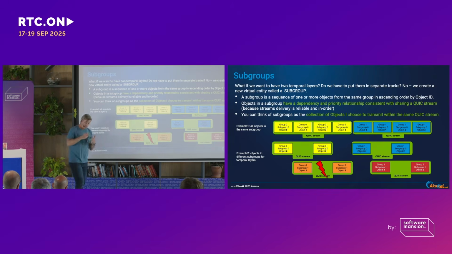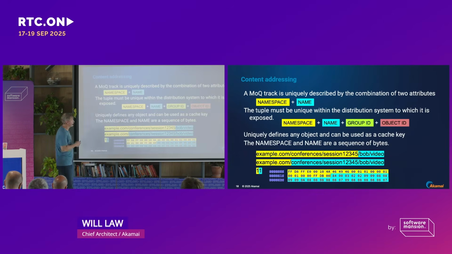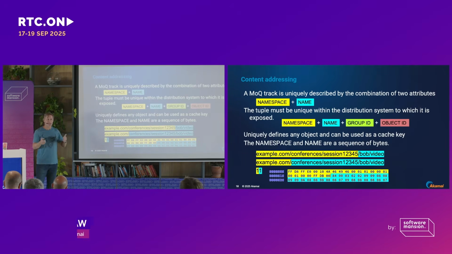So if I'm doing real-time media, it's much preferable to be able to drop some data than to go back and retransmit it. So when you hear about subgroups in MOQ, they're really just, everything in the same subgroup should be in the same QUIC stream. That's all it is. And if you don't want to use subgroups, you don't have to. We address content via a combination of namespace plus name. So I might want to call my track video, right?